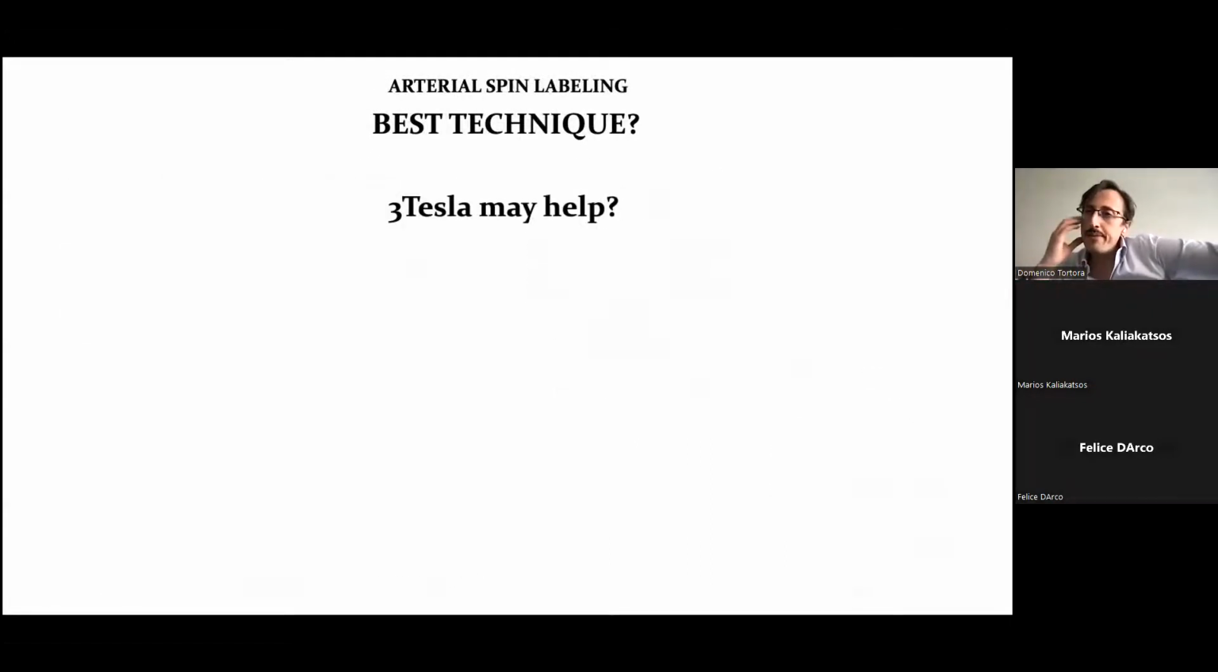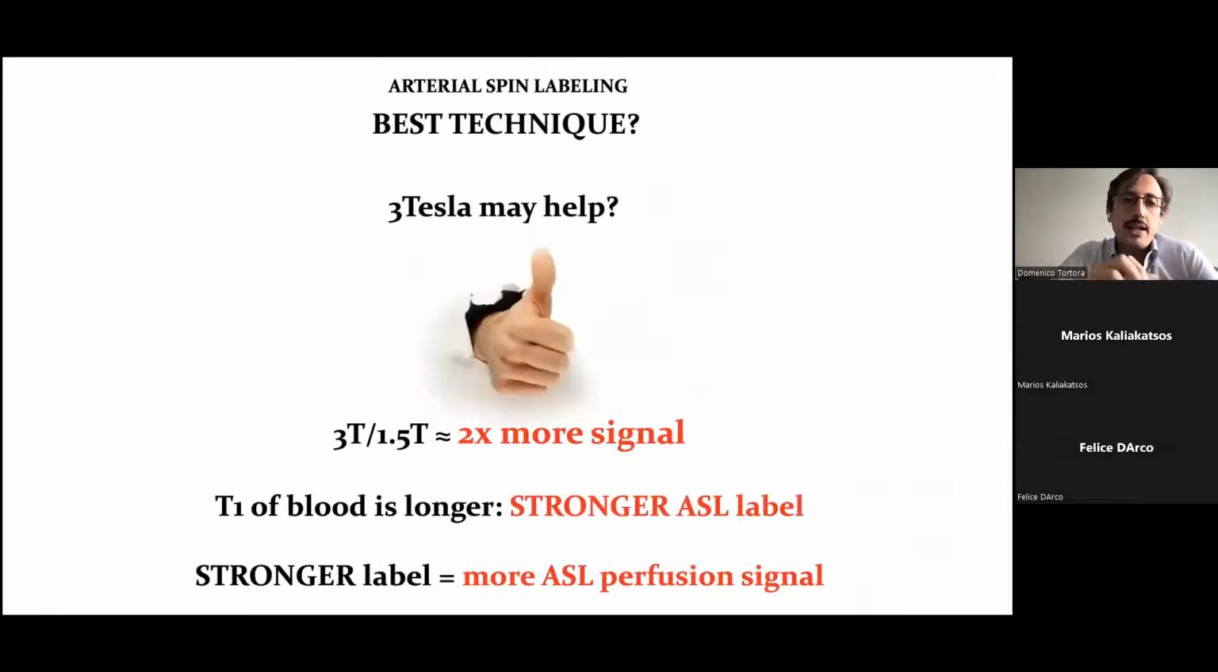Of course, the use of a higher magnetic field strength scanner is another important trick that should be considered when you have to acquire perfusion imaging with arterial spin labeling. As I said before, the main issue is the very low signal to noise ratio. So the use of a greater magnetic field strength helps in obtaining a higher signal.